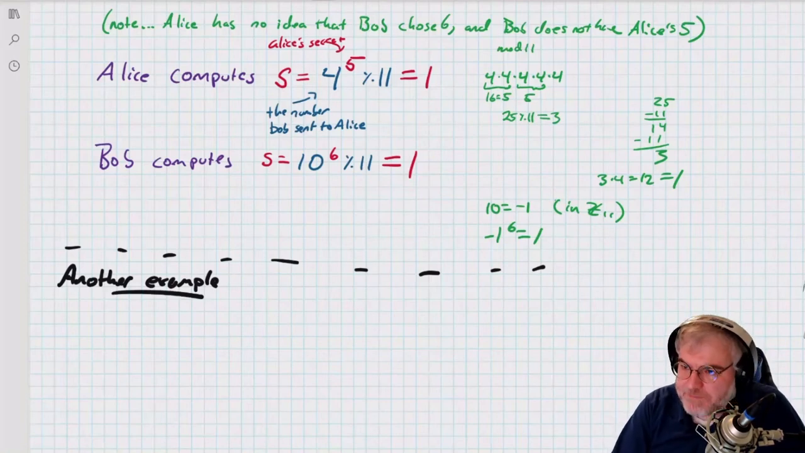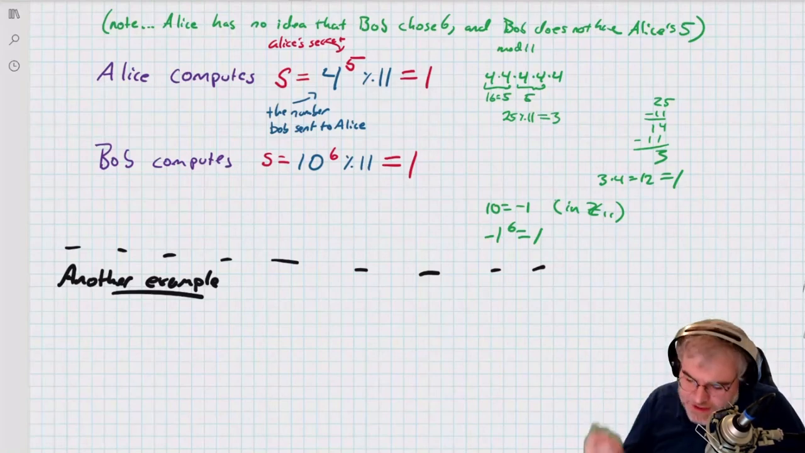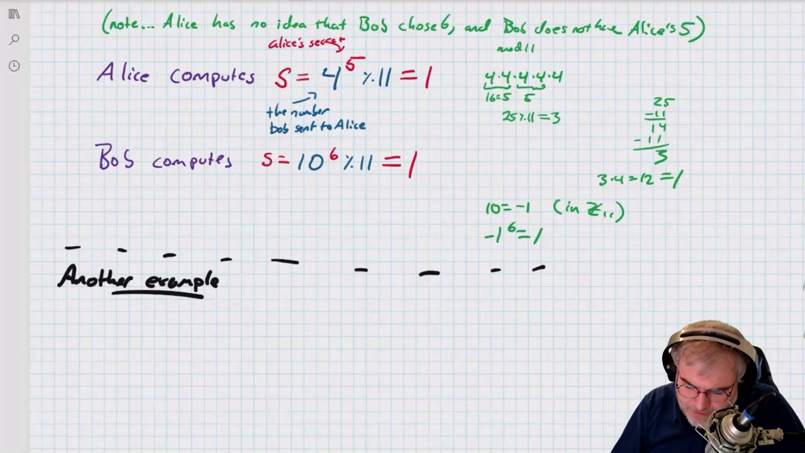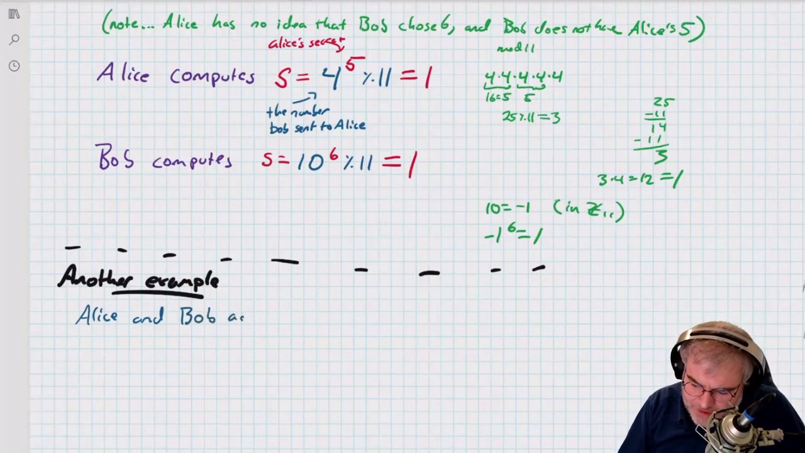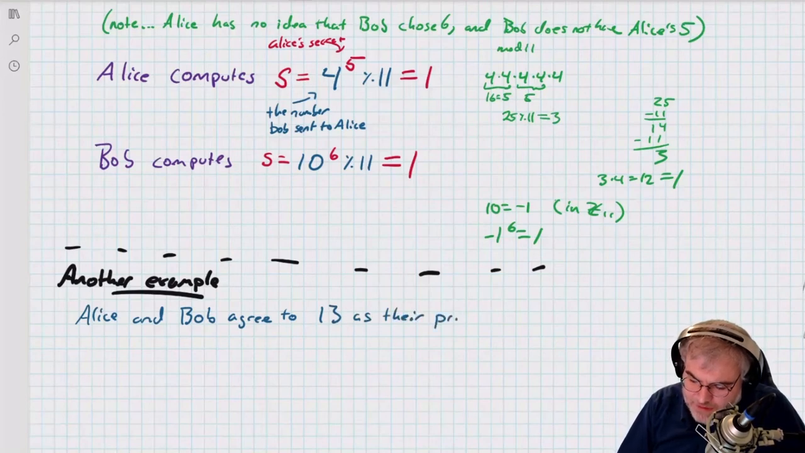Okay, this time, Alice is going to choose 7. Bob is going to choose 9. They're going to choose 13 as their prime. All right, so another example. Alice and Bob agree to do 13 as their prime and 2 as the generator.